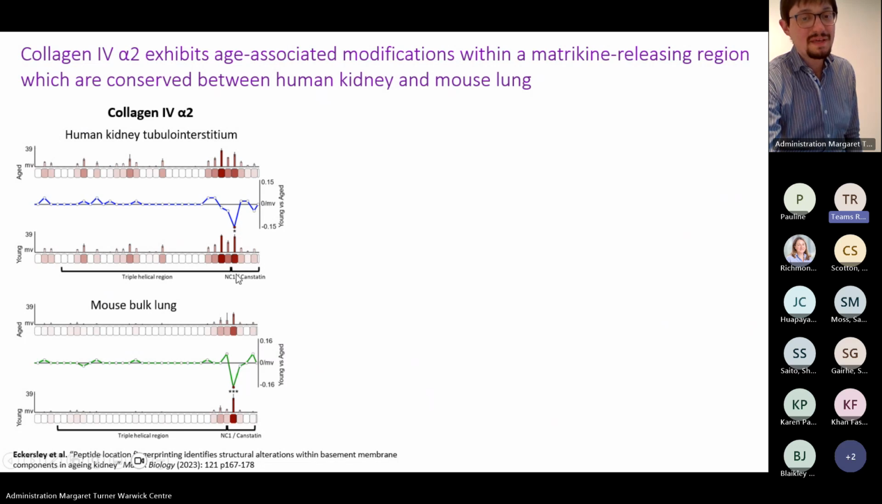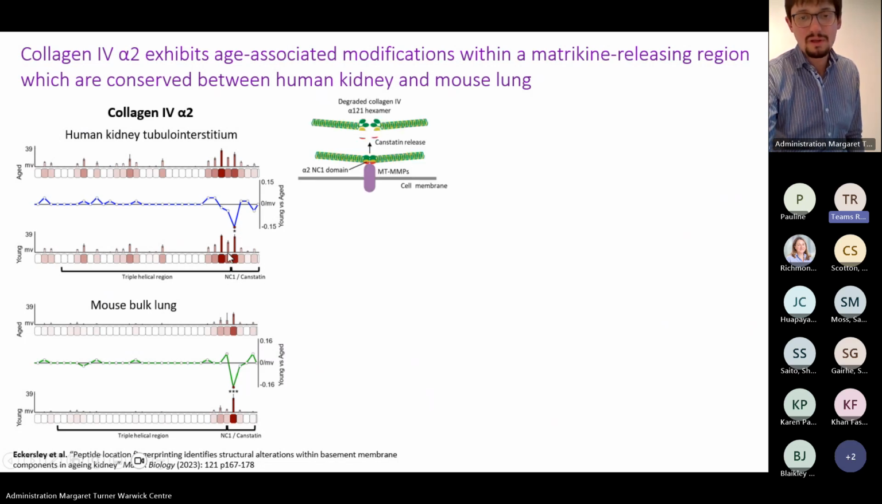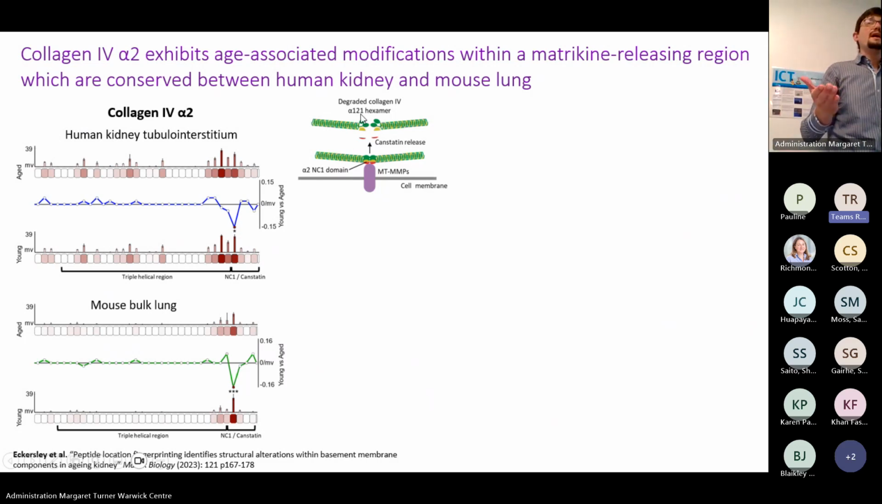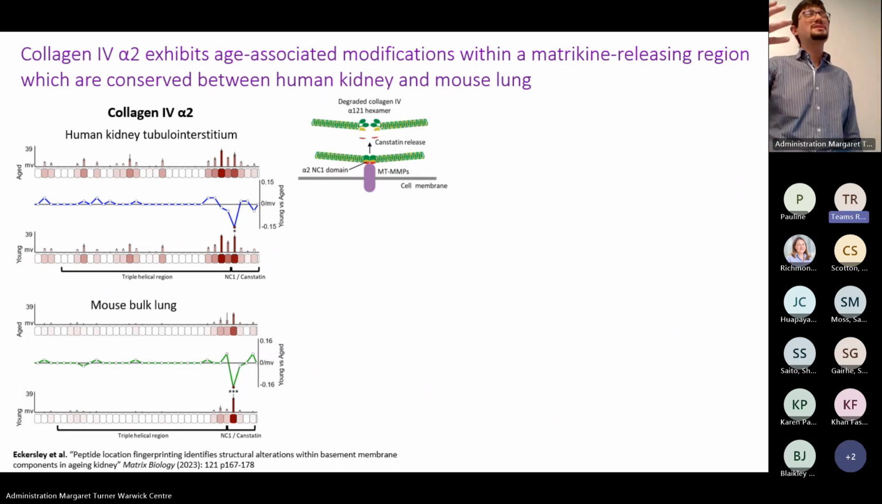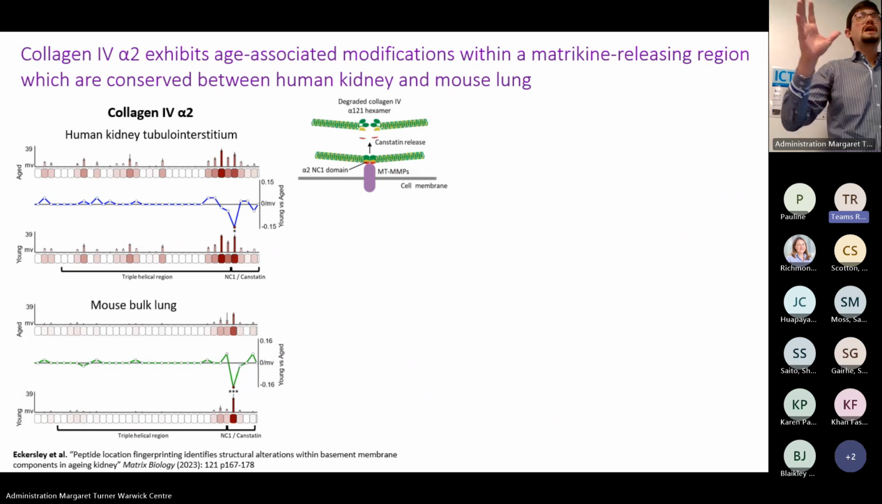What's interesting is that this NC1 domain of collagen 4 is known to be cleaved off by membrane-bound MMP to release canstatin, which is a matrikine that induces proliferation and migration, and inhibits angiogenesis. So it was thought to be a cancer therapeutic at one point. I don't think it's being considered the case anymore, but certainly it has implications in tissue if this fragment is able to control aspects of tissue homeostasis.